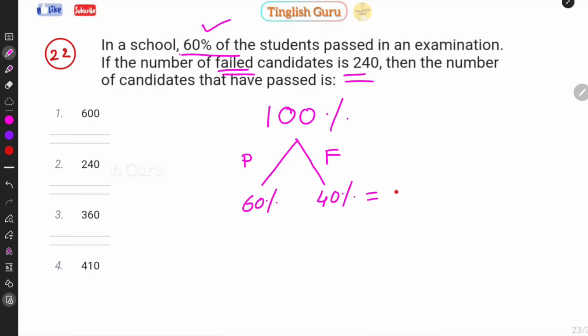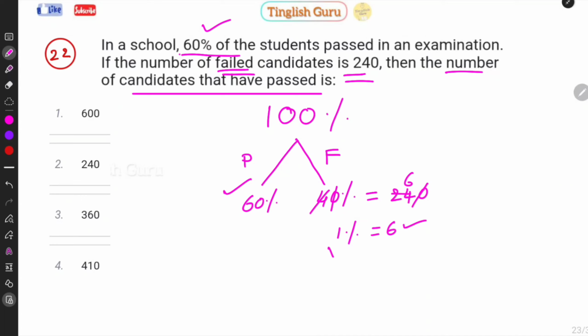And the number of candidates who failed is also given. That means 40% value is given as 240. So on cancellation we get 0, 0 and 4, 6. That means 1% value is 6. So what we have to find? The number of candidates who have passed. So passed candidates is 60%. So 1% value is 6, multiply both sides by 60. What we will get? 60% is equal to 6 into 60, that is 360. So our option will be 360.